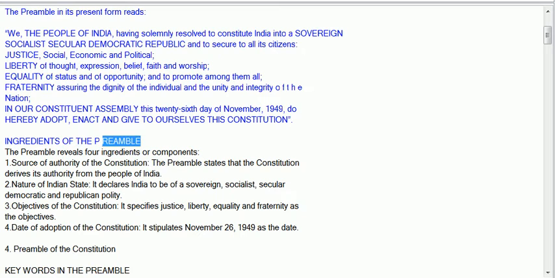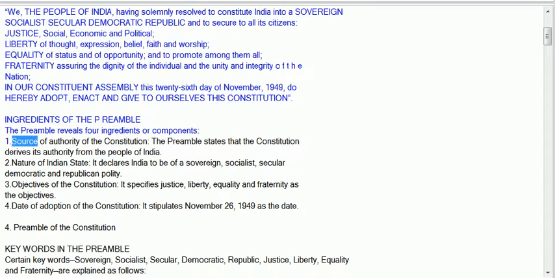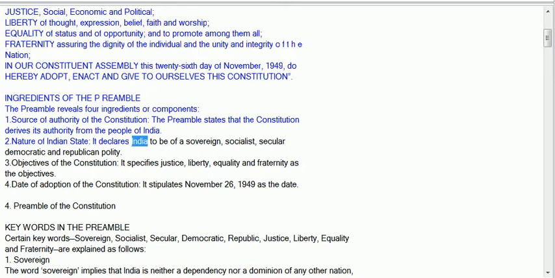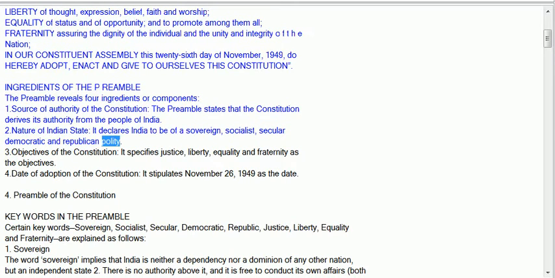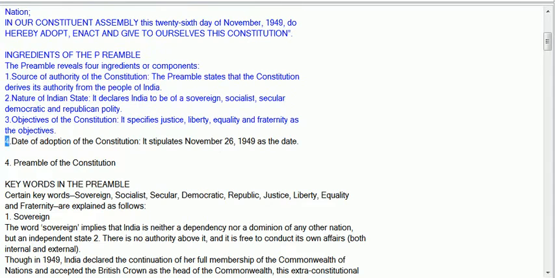Ingredients of the Preamble. The preamble reveals four ingredients or components. 1. Source of authority of the Constitution. The preamble states that the Constitution derives its authority from the people of India. 2. Nature of Indian state. It declares India to be a sovereign, socialist, secular, democratic and republican polity. 3. Objectives of the Constitution. It specifies justice, liberty, equality, and fraternity as the objectives. 4. Date of adoption of the Constitution. It stipulates November 26, 1949 as the date.